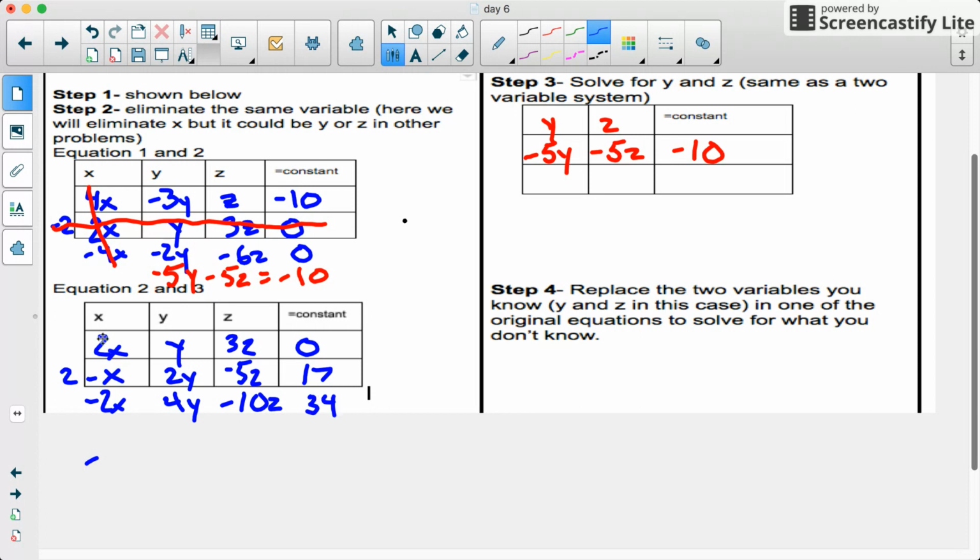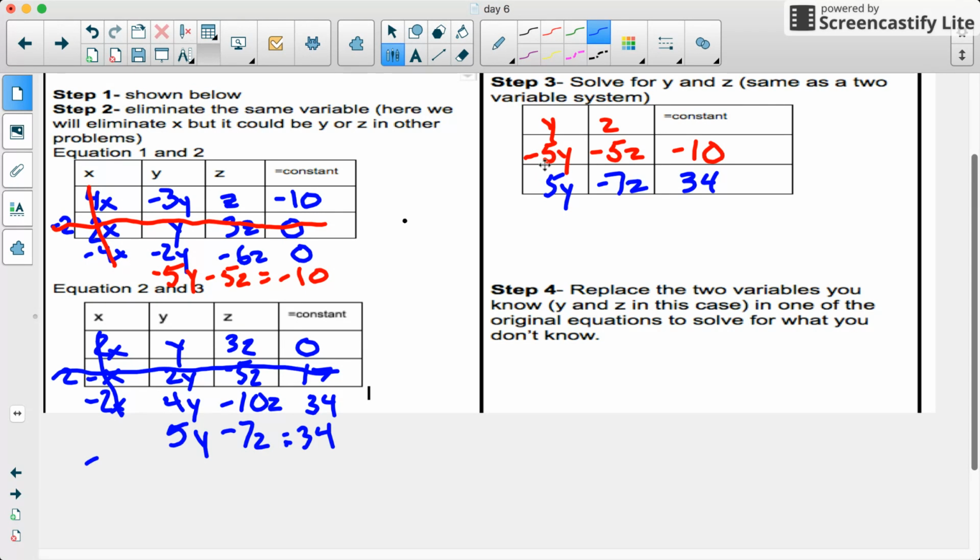And then I cancel. I'm going to cross out my bottom equation, because now I changed it by multiplying it by 2. I'm going to cancel out my x, and then I'm going to add up my y column. So 1y plus 4y is 5y, and 3z and negative 10z is negative 7z, and 0 and 34 are 34. All right, and those go over here. So 5y minus 7z equals 34.